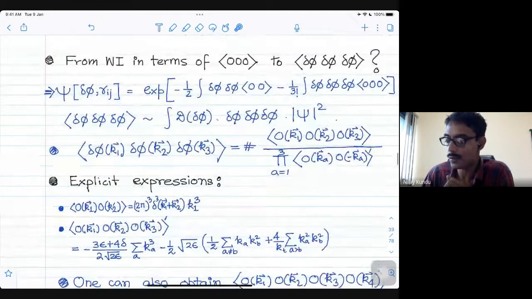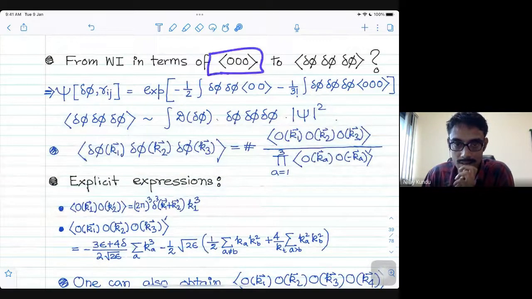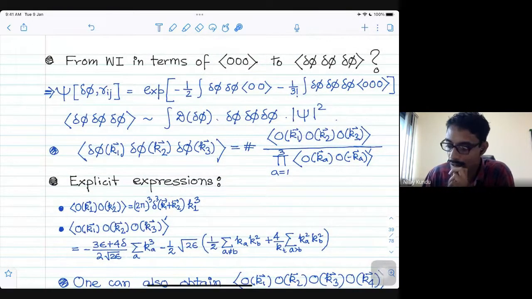But you know, this OOO Ward identity, this is an object in a CFT. Now, how do we get it in terms of delta phi, which is the real observable for inflation? Like, you know, in CMB, delta phi gets related to temperature fluctuation. So this is the 3-point function of the temperature fluctuations in CMB. So how would I get this from this?